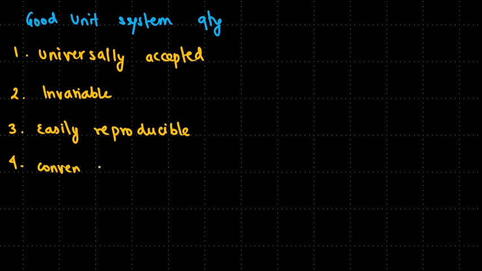And the other one is convenient for calculations. That's why the SI system is kind of derived from the MKS system, so that's why I'm relating them. They are very easy for calculation because they use powers of ten, which makes calculation very easy.